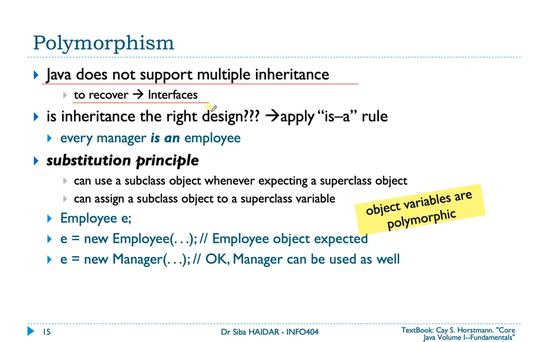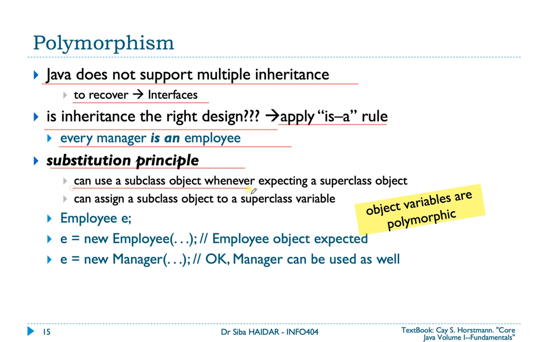Before you choose your class to extend a superclass, you must be sure this is the right superclass, because it is a unique extension. The inheritance here cannot be replaced later. So you must ask yourself, is the inheritance the right design? Do I apply the is-a rule in a proper manner? So here yes, every manager is an employee. This is called the substitution principle.